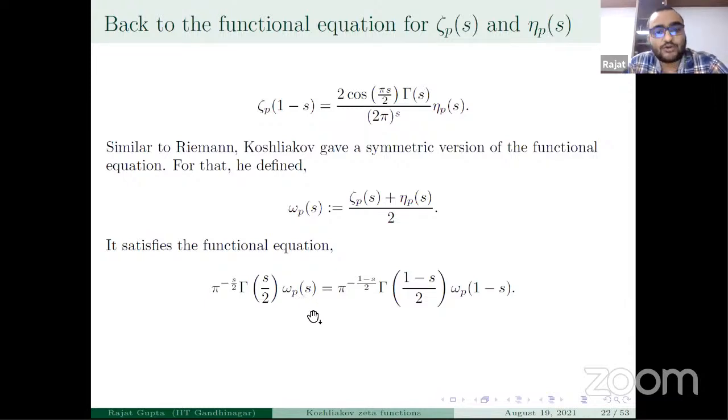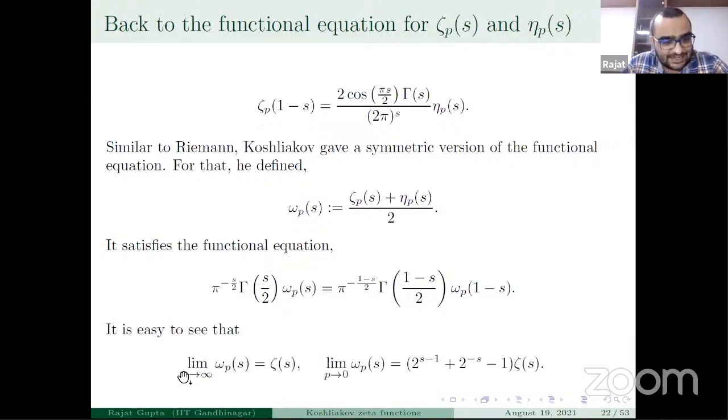And why won't it be equal to a constant times zeta(s) according to Hamburger's theory? Because omega_p(s) is not a Dirichlet series. Zeta_p(s) is a Dirichlet series, but eta_p(s) is not in general. So that's why omega_p is not a Dirichlet series, and it won't be a constant times the Riemann zeta function.